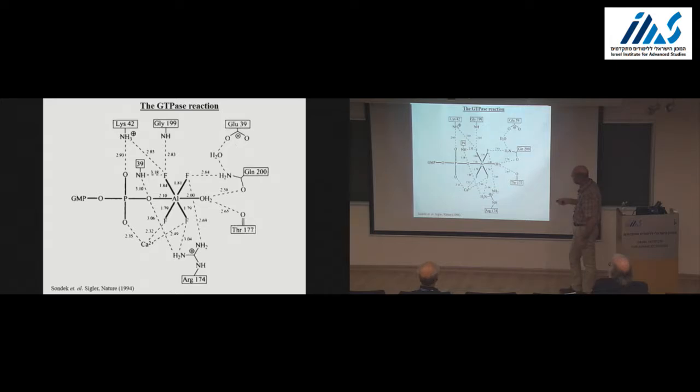So this is the structure of Paul Sigler showing the glutamine, which is in a perfect place in order to coordinate the attacking water molecule, in order to stabilize the transition state. So I remind you, this is like the gamma phosphate, the aluminum, and the fluorides are like the oxygens of the gamma phosphate. And clearly the glutamine is very important here with its interactions.